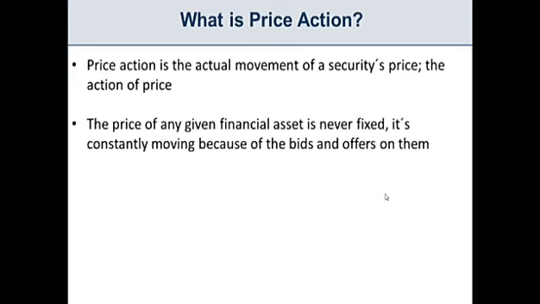The price of any given financial asset is never fixed. It is constantly moving because of the bids and offers on them. This means that because we live in an enormous auction where there are people that want to buy an asset and there are people that want to sell the asset, price fluctuates and is never still.